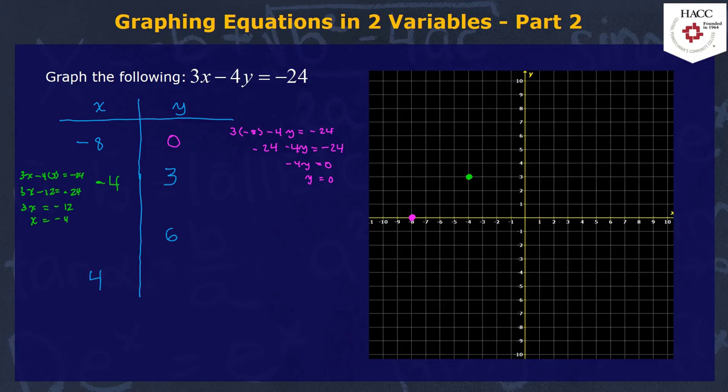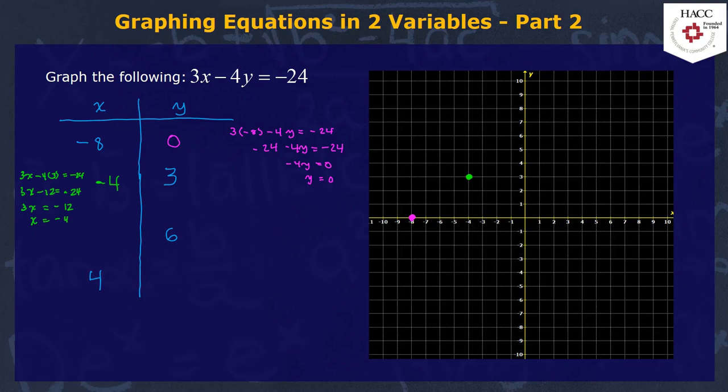So I got 3x minus 4 times 3 equals -24, which is 3x minus 12 equals -24. I would add 12 to both sides to get 3x equals -12, which means x would be -4. So again, it doesn't matter whether you're choosing the x and finding the y, or choosing the y and finding the x, it still works regardless.